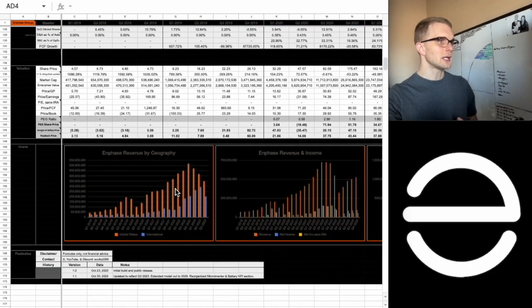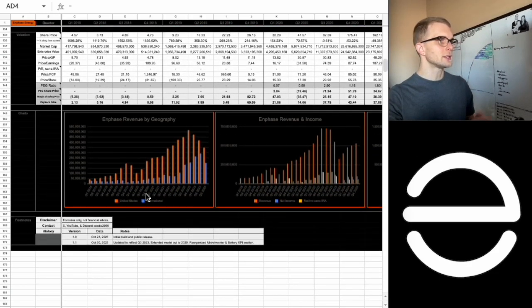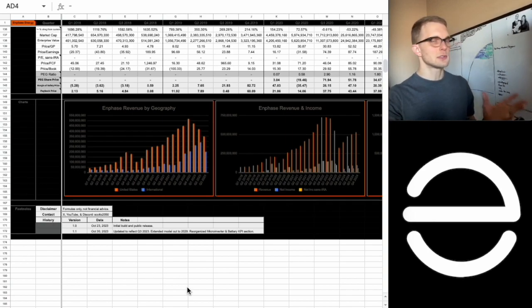The last section that was added is a section for charts, and then finally a footnotes/history section. The reason that I added the history section is so that the user is familiar with whether they're using the most updated version of the model.